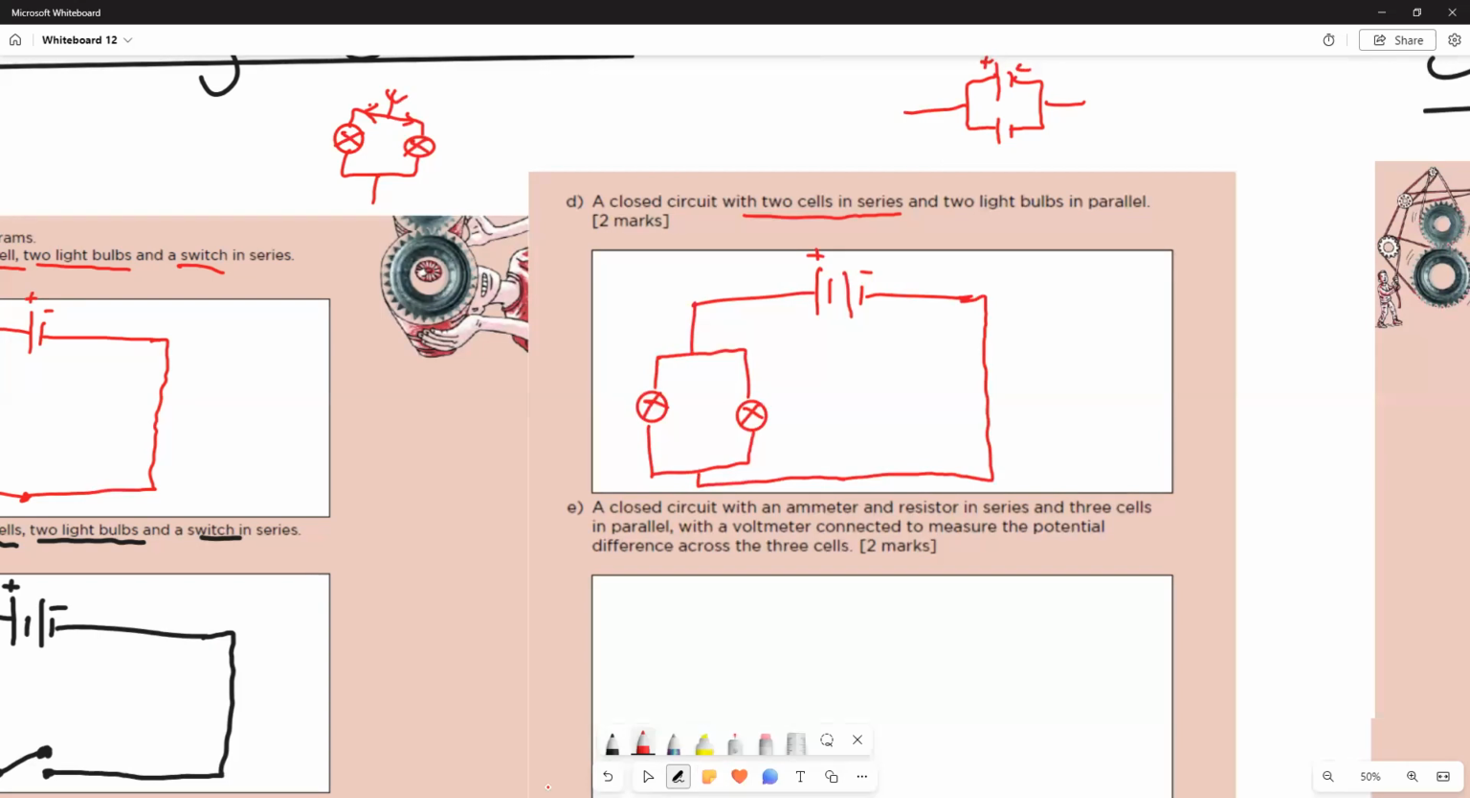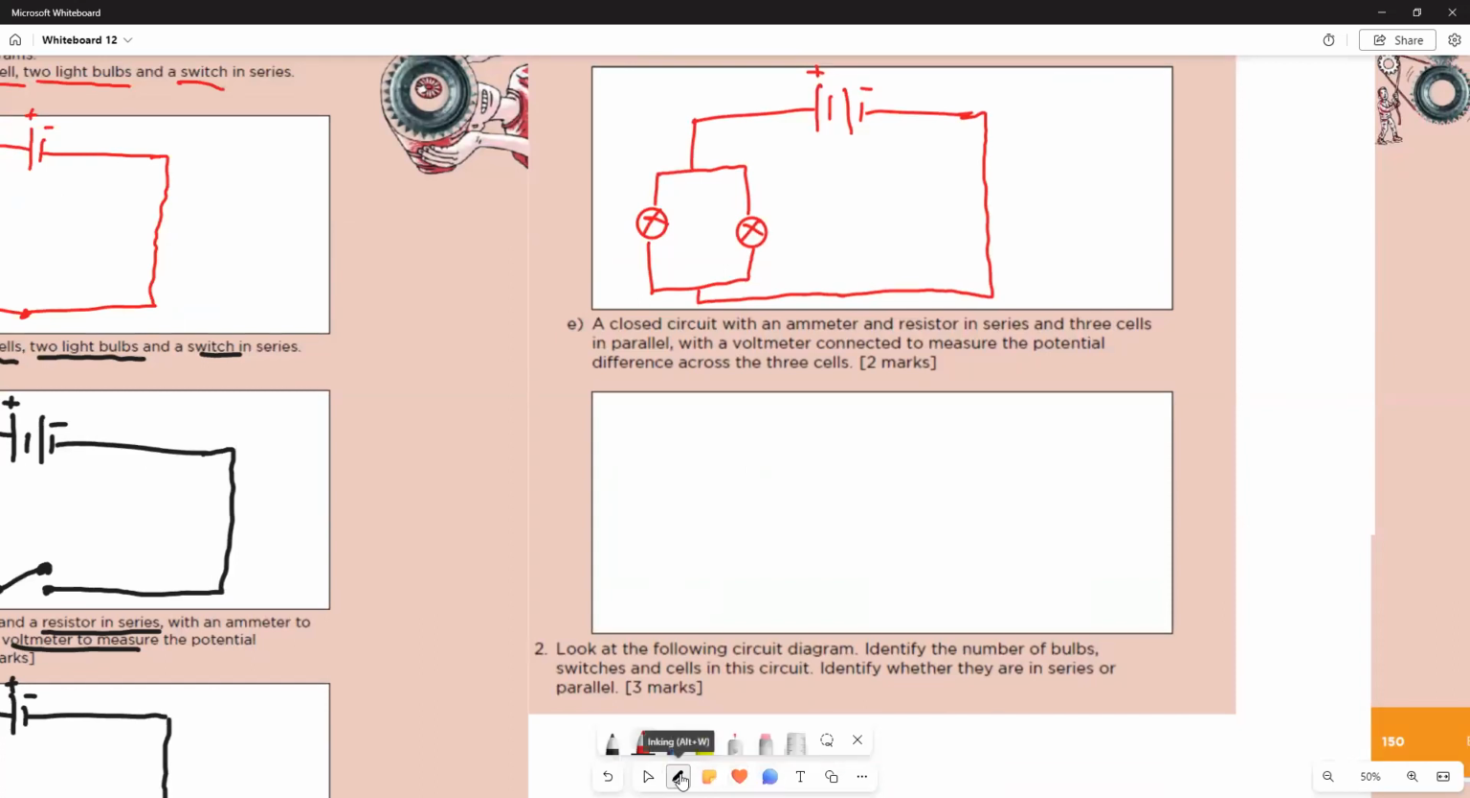Okay. And then now let's do E. They say we need to draw a closed circuit with an ammeter. 3 cells. I always start with cells in parallel. Okay, the cells are now in parallel. So this is the first cell. That is the second cell. That is the third cell. You show positive, you show negative, right? So the cells are connected this way. And then those are your 3 cells in parallel, right?